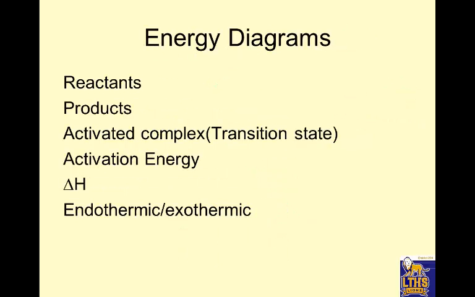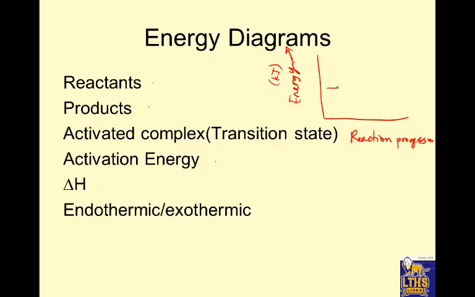Oh, energy diagrams, yay! What do you have to be able to recognize in an energy diagram? Reactants, products, activated complex, activation energy, delta H, and decide whether it's endo or exothermic. What's an energy diagram? It's a graph. The graph is going to have energy on this axis. You should probably sketch this. And this is going to have the reaction on this axis. You should be able to label those axes. Energy is increasing here. A lot of times we do kilojoules or calories.